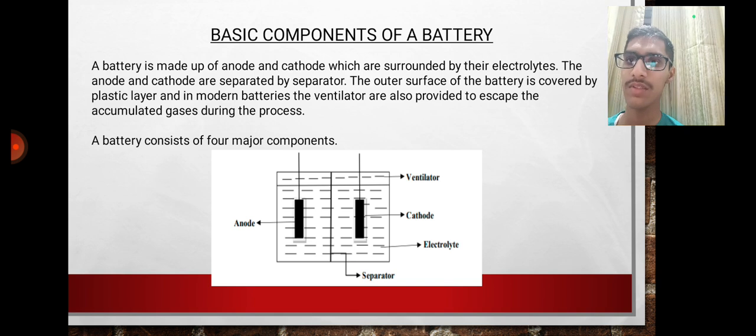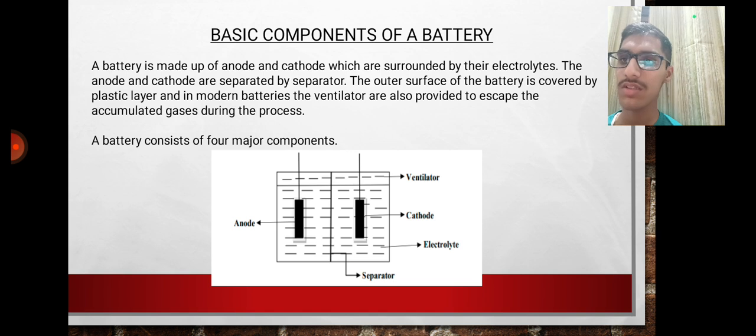Let's see what are the basic components of a battery. A battery is made up of anode and cathode, which are surrounded by their electrolytes. The anode and cathode are separated by a separator. The outer surface of the battery is covered by a plastic layer, and in modern batteries, a vent is also provided to escape the accumulated gases during this process.